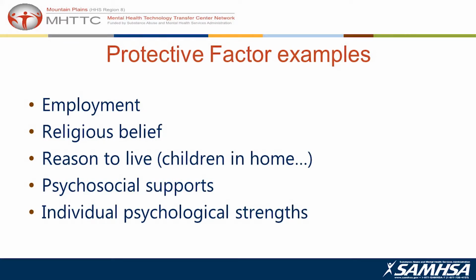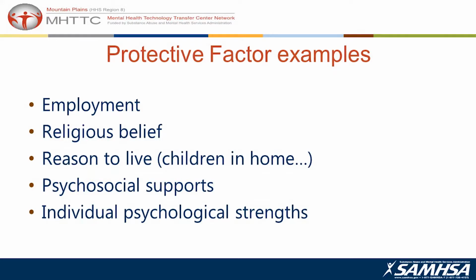Protective factors: employment, people who have job security, people who aren't in significant poverty, those who have spirituality or religious beliefs. These aren't a given as absolute protection, but we know the risk is lower in those groups that have these factors involved. Reasons to live, children in the home, et cetera. Psychosocial supports. We know that isolation is a risk factor for suicide.